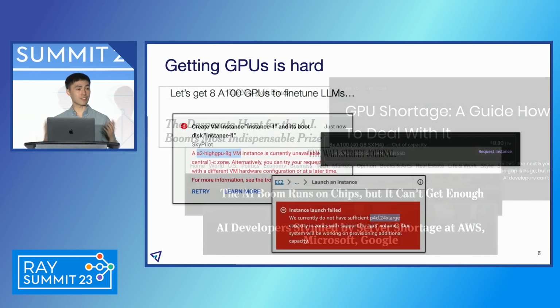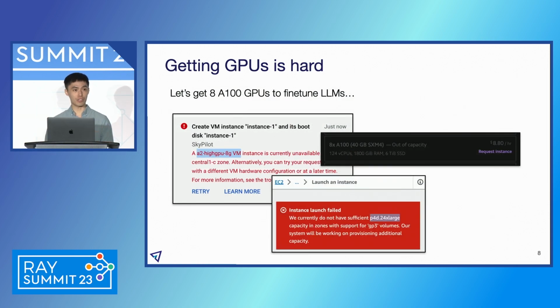And what does this all mean for an average AI user? Well, a couple days ago, I tried to get 8 A100 GPUs on the cloud. Actually, I tried 3 clouds. And on all 3 of them, I got some out-of-capacity errors that look something like this. So whenever these errors happen, the AI user has to waste valuable time by either waiting or trying to figure out which other region or cloud has the capacity.